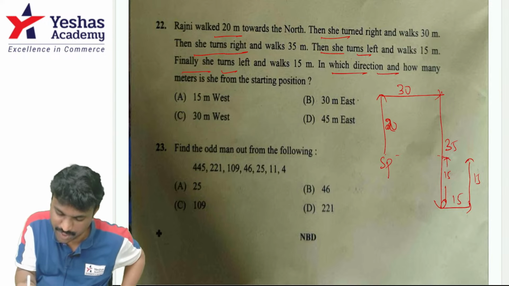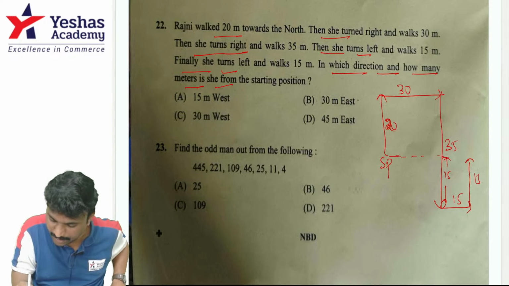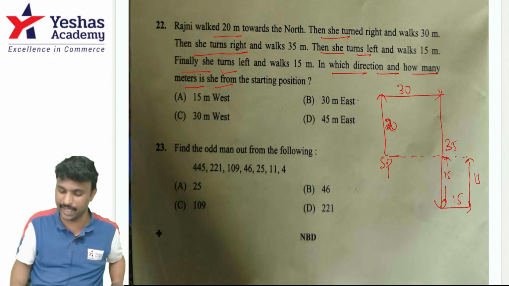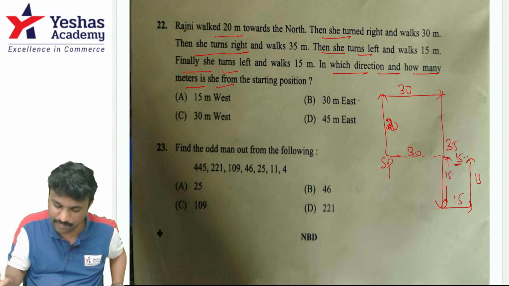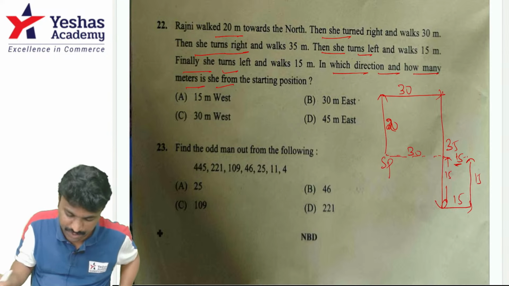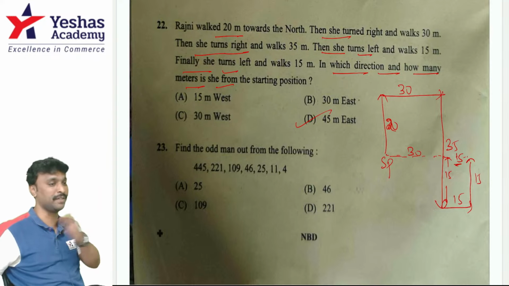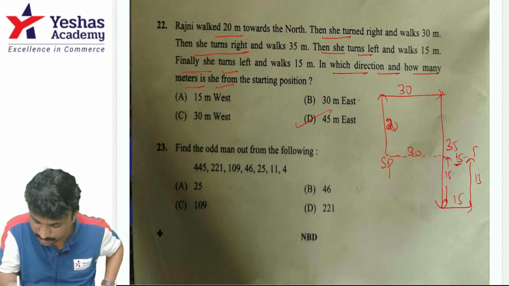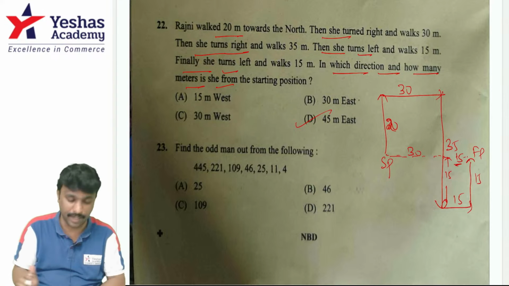In which direction and how many meters is she from the starting point? From the starting point, she is exactly in line. So this is 30 and this is 15. 30 plus 15 is 45 meters east. The answer is option D. From the starting point, she is 45 meters towards the right of the starting point. This is the final point, exactly in line towards the right, that is east. Distance is 30 plus 15, 45 is the answer.